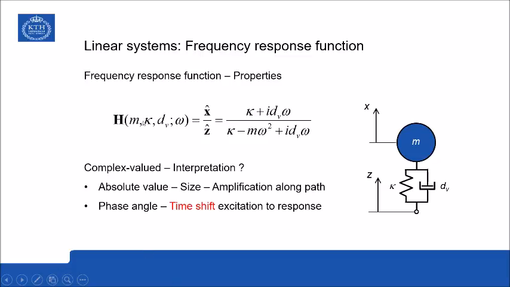Secondly, the phase angle, the phase of the frequency response function, can be shown to correspond to a time shift between the excitation and the response. So if we have a purely sinusoidal excitation, then we will get a pure sinusoidal response, but its peaks and troughs will be shifted in time relative to the excitation. And this time shift will be determined by the size of the phase angle. We will show that later on.